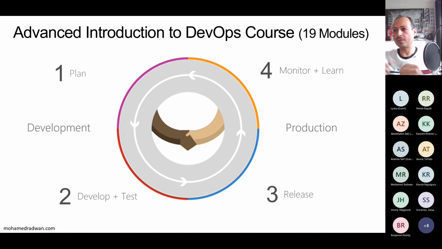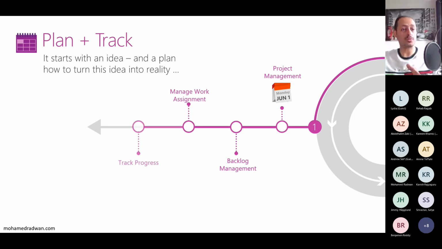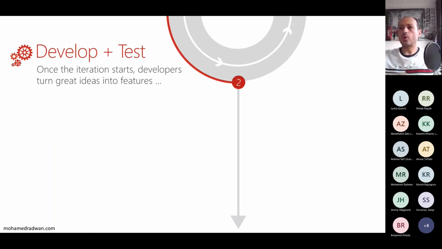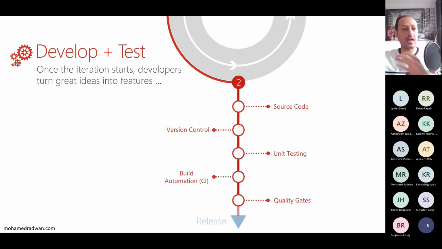including plan, development, test, release, monitor, and so on. For example, when we're talking about plan, we understand how to structure the project backlog, how we manage and assign work items, understand and track the velocity of the team, and how we can have transparent progress for the entire team and the entire development. We also talk about development and test, so how we can manage our source code and work with version control, how to build our unit testing, build automation, and have quality gates around the CI.